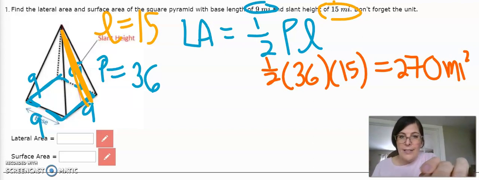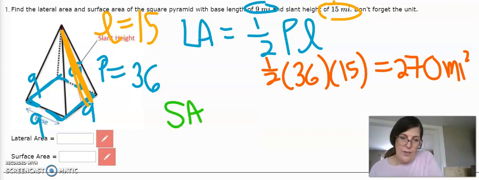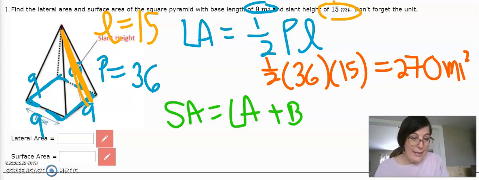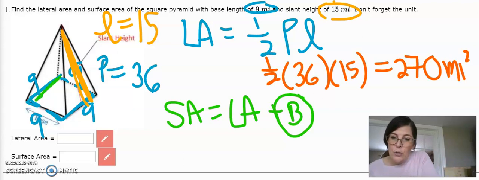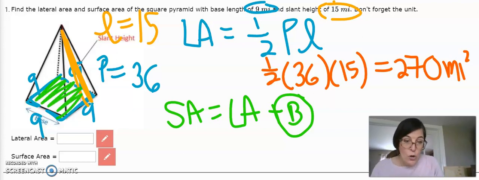Now I'm going to put it all together, because I need the surface area. The surface area is the lateral area plus only one base. Don't get too confused here, because when we've been doing cylinders and prisms, there were two bases. But look, there's only one base here. So you only add up the base one time, one base only.